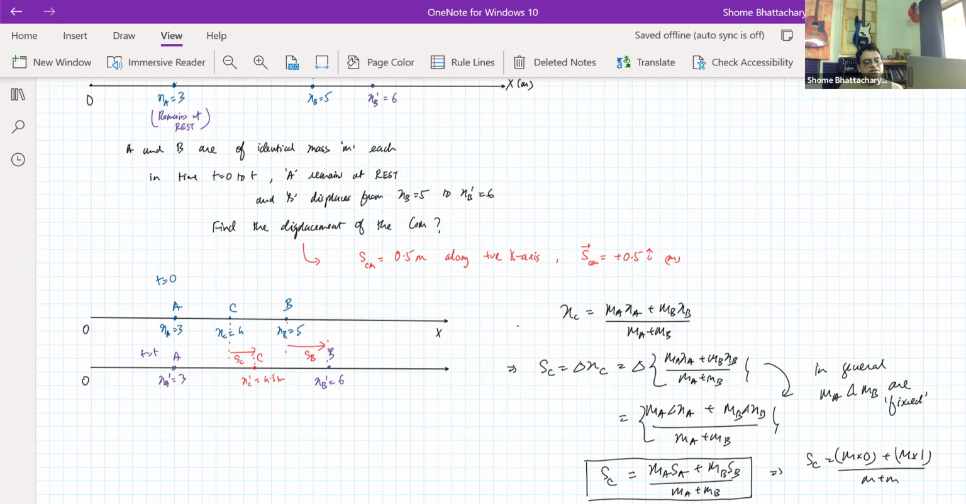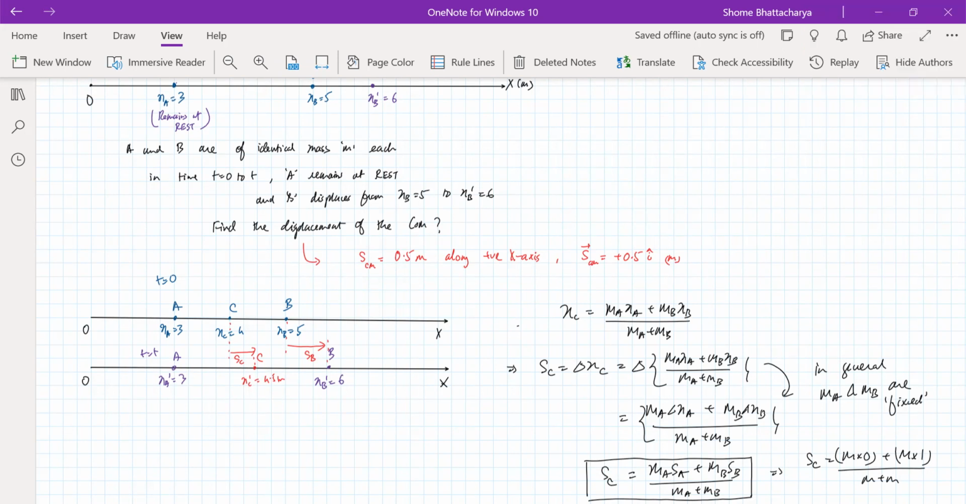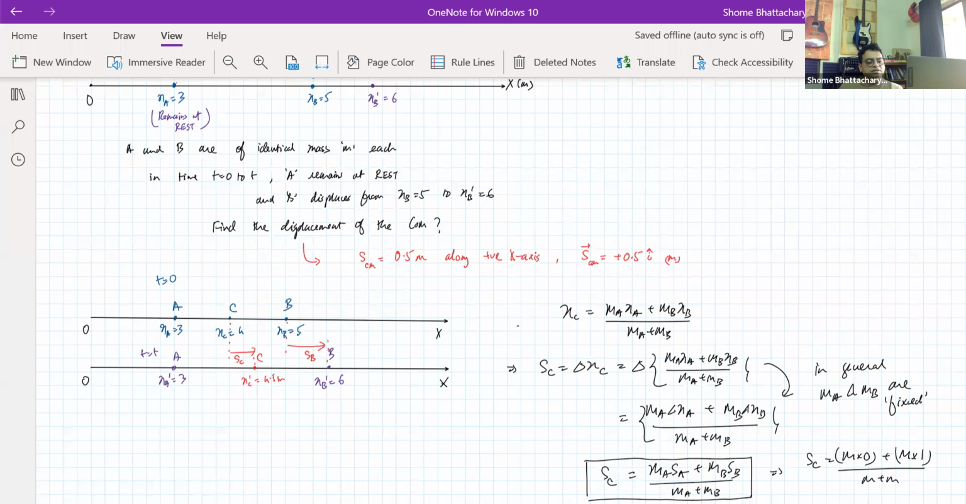In which case will we use relative velocity? If we want to find the relative velocity of the center of mass with respect to A, and A and B are moving, then we'll find the relative velocity of B and use the formula for velocity of center of mass. But if we want to find the velocity of the center of mass in the ground frame, then we don't look at relative velocities. We look at the individual velocities of A and B in the ground frame only.